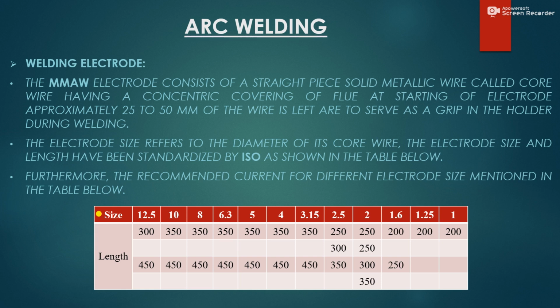Okay, so basically MMIW છે electrode, બરોબર, metal arc welding process electrode છે. basically એક straight solid metallic wire હોય છે, બરોબર, જે core ઉપર હોય છે. basically જે metallic wire will be called the core, and there will be a coating around it in case it is a coated electrode. બરોબર, જેની concentric covering છે ફ્લુ નું હોય છે.